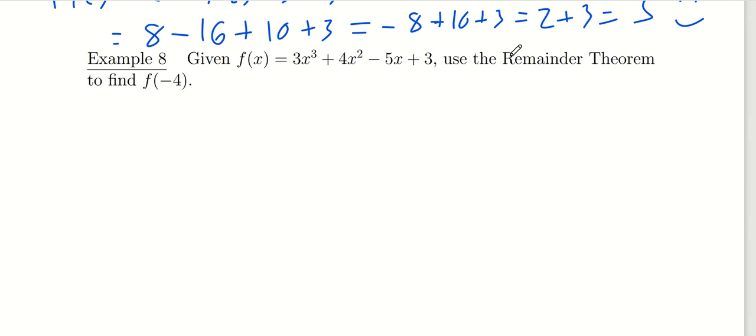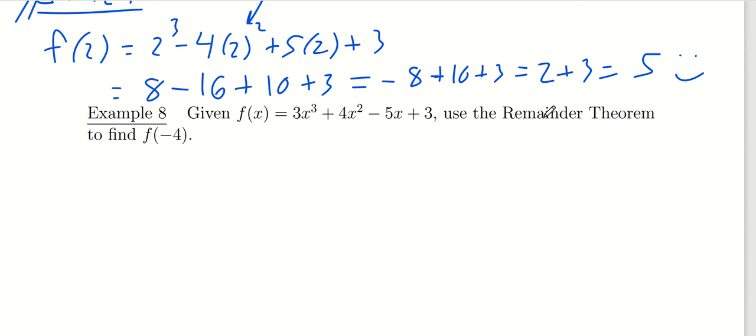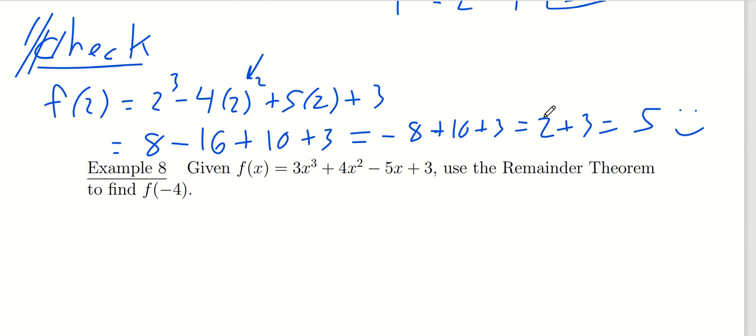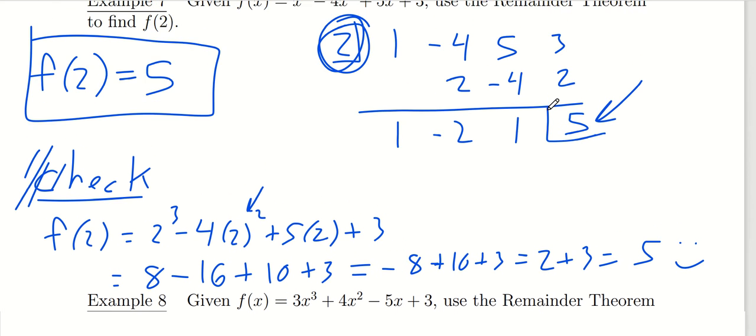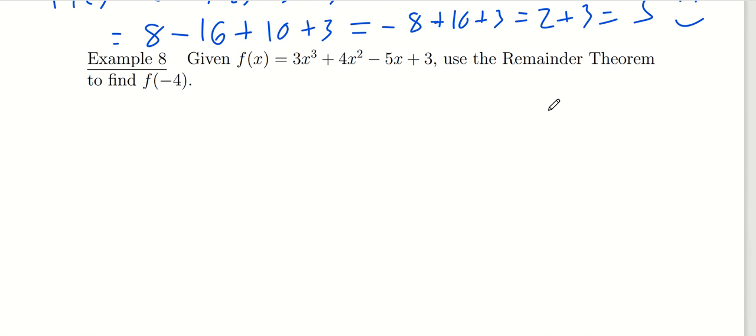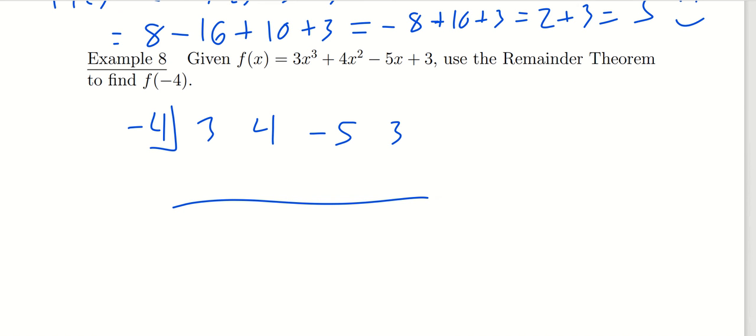Let's take a look at another one of these. Let's suppose we're given the polynomial 3x cubed plus 4x squared minus 5x plus 3. We want to use the remainder theorem to find the value f of negative 4. So I'm going to put negative 4 in the block. We have 3, 4, negative 5, and positive 3. Let's do the synthetic division.